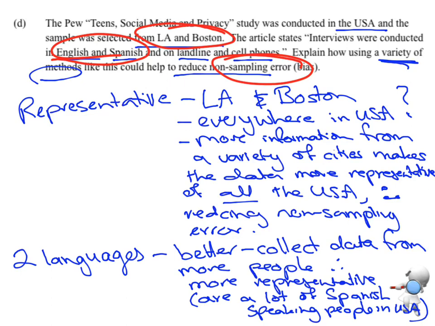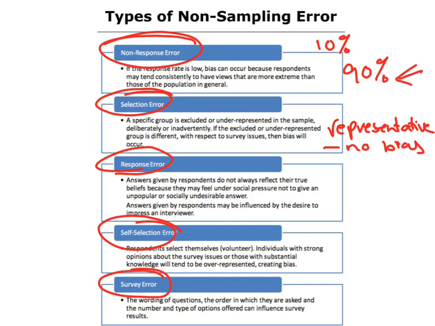The other one that they've talked about is the landline versus cell phones. Okay, using two methods, is that better than using one method? Why would it be better? Why would it not be better? And again, I would argue that because you're using two methods, you're more likely to collect data from a wider range of people, getting data that is more representative. Okay? And that's what we would want to talk about.